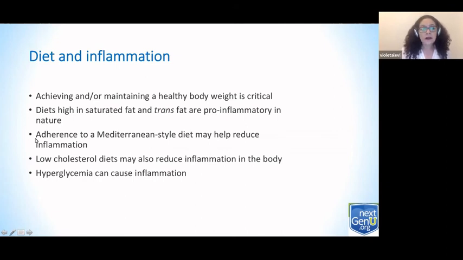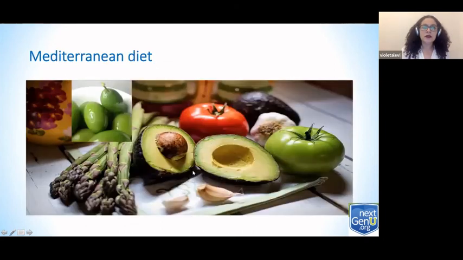In this, it's important to have adherence to the Mediterranean style diet, but we're going to see what it means. It's important to know that it may help reduce inflammation and reduce the risk of chronic diseases and of cancer. Low cholesterol diets may also reduce inflammation in the body, and hyperglycemia can cause inflammation, specifically refined sugar. So we have to limit the intake of sugars.